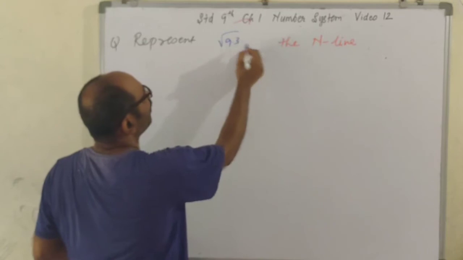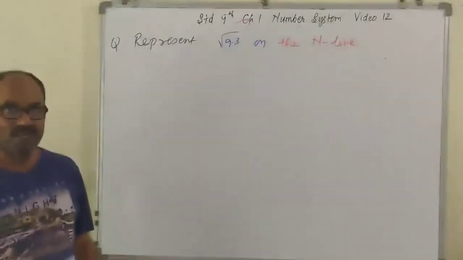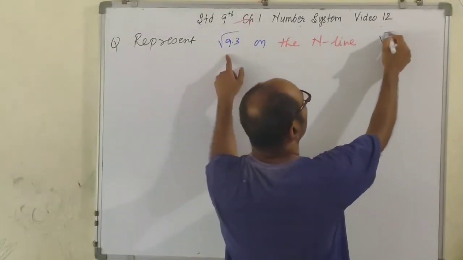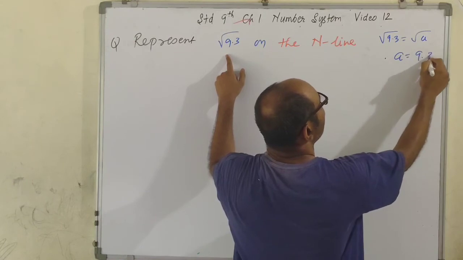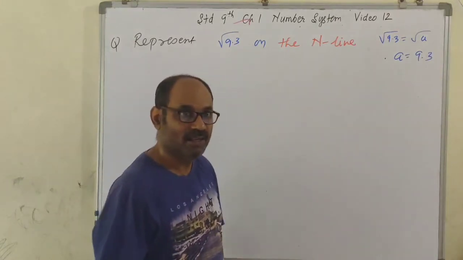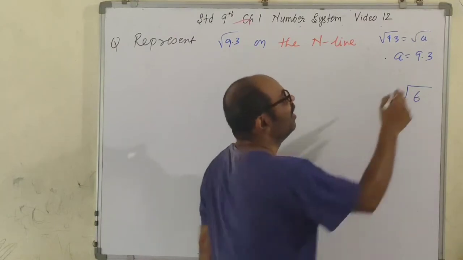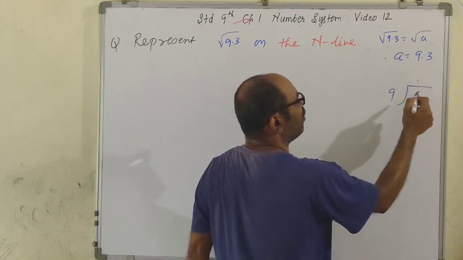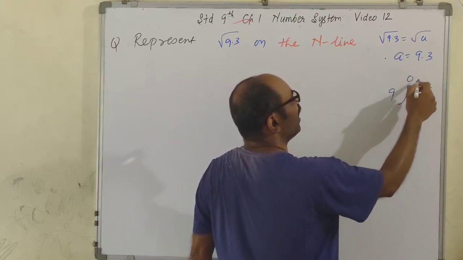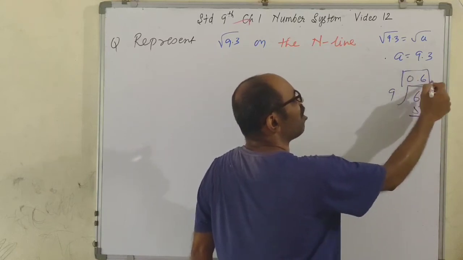Square root of 9.3 on the number line. This irrational number. Chaliye, that root 9.3 is root A. So here if you compare, A is equal to 9.3. Now that 6 fixed length divide by 9 if you take round figure, 0.0, correct? So 9, 6 are 54 and this. So what answer you got?